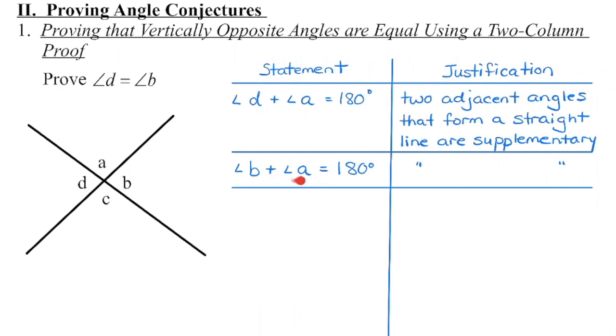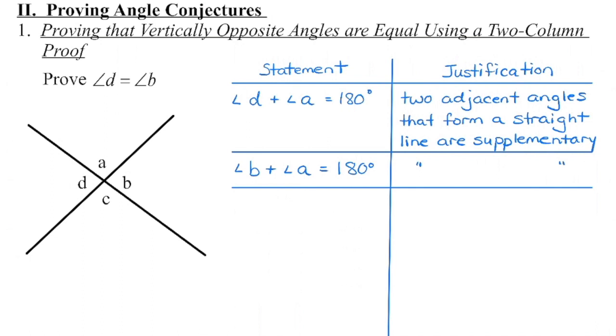We could either say that they're supplementary or that they add to 180 degrees, and our justification is the definition. So we know that two adjacent angles that form a straight line or a straight angle are supplementary. They will add to 180 degrees. And again, there's different ways you can go about justifying this. It doesn't have to be word for word verbatim, but we need a statement or some kind of a reason as to how you know that this is true.